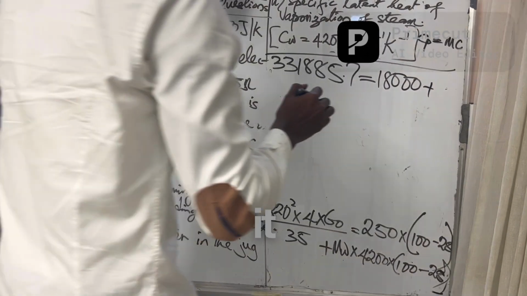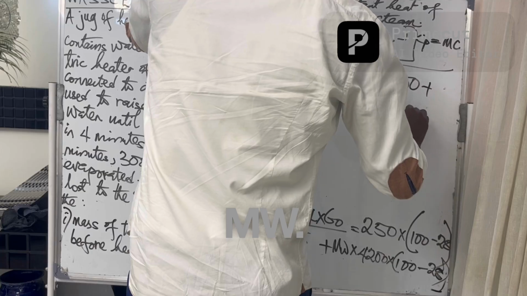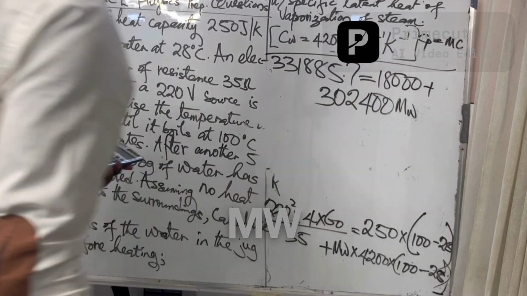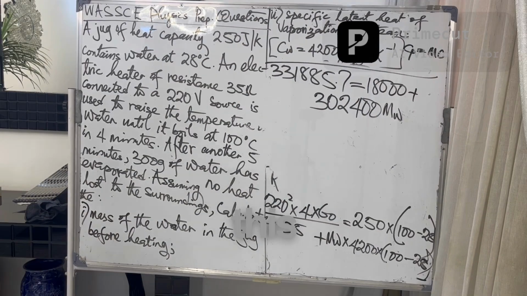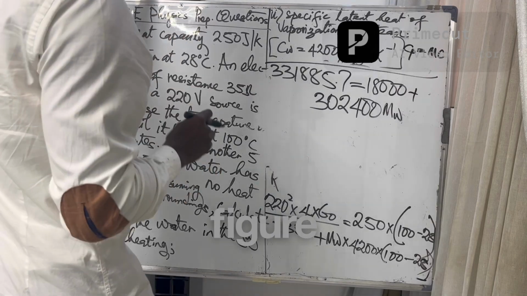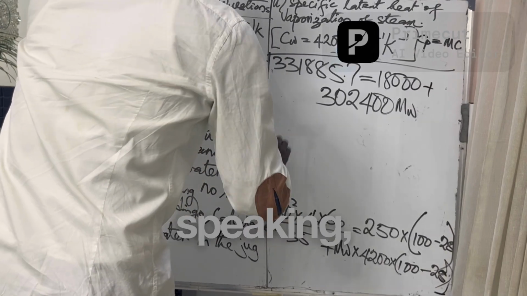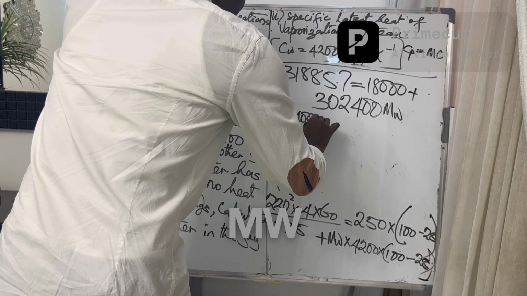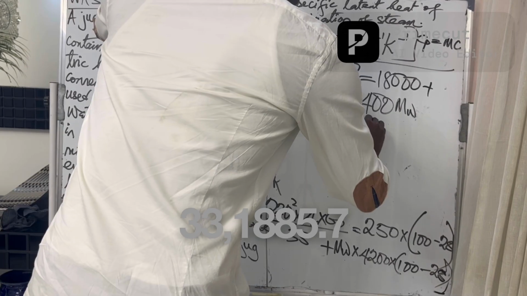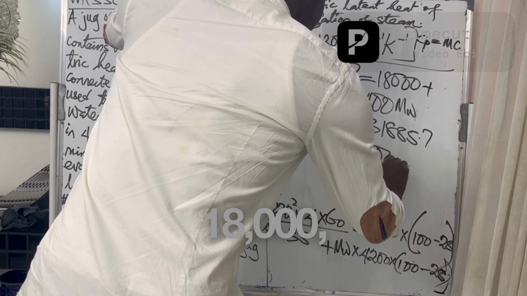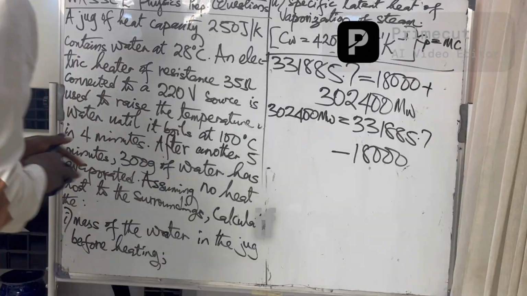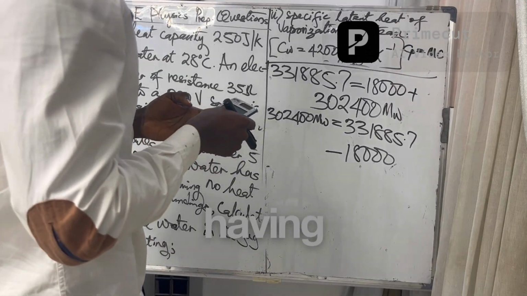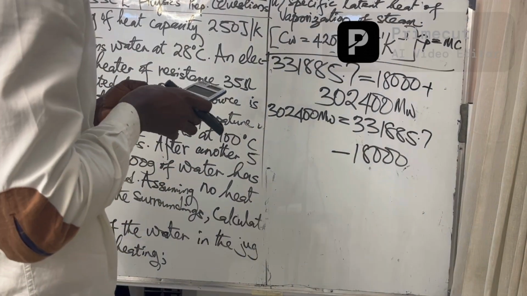So if we do that, it will be leaving us with 3 MW. Remember that this MW is an unknown. So at this point, it becomes easier to figure out. So mathematically speaking, it will be that 3 MW equals minus 18,000. So if we move on, we'll be having this to be 33 minus 18,000.